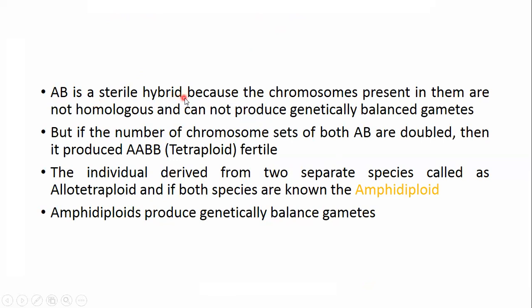So, AB is a sterile hybrid because the chromosomes present in them are not homologous and cannot produce genetically balanced gametes. But if the number of chromosome sets of both AB are doubled, then it produces the double A double B fertile individual. The individual derived from two separate species is called an allotetraploid. And if both species are known, then it is known as amphidiploid. So if an individual is made from two different species, we call it an allotetraploid. But if we know which two species were combined to make it, then it is named an amphidiploid. Amphidiploids produce genetically balanced gametes.